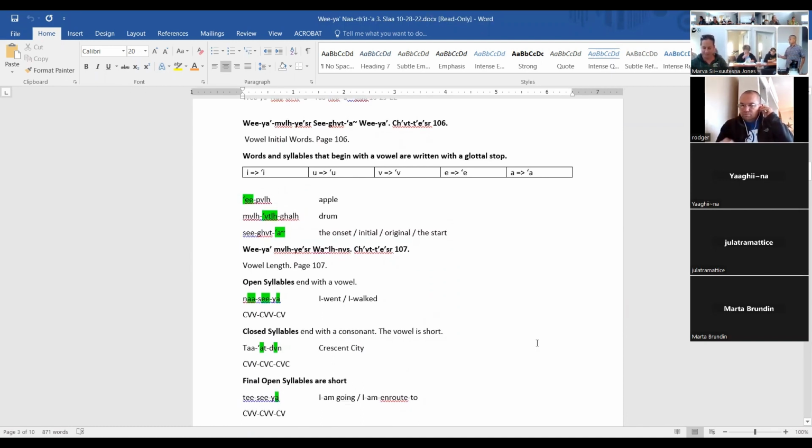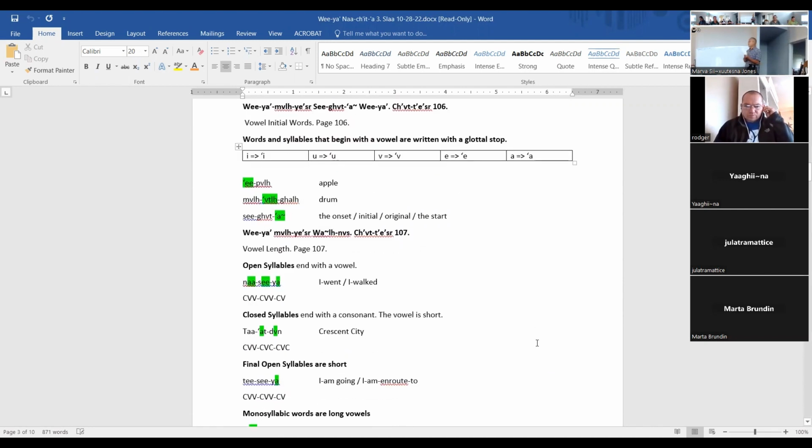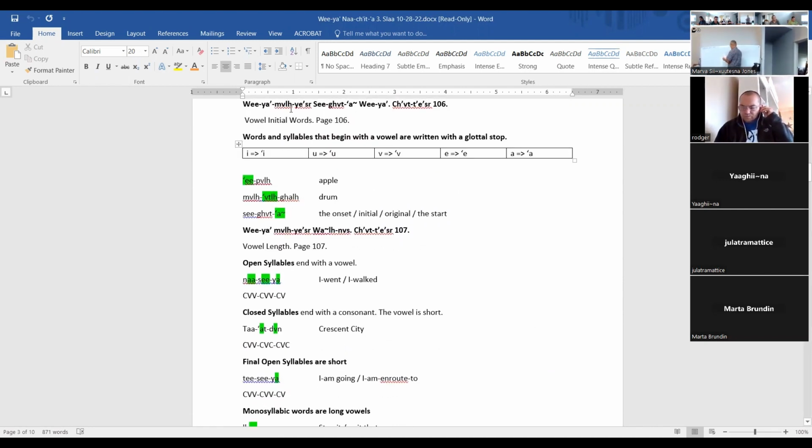So vowels and syllables that begin with a vowel are written with a glottal stop. This was asked last time. So if I have the word, as I have an example down there, which in English means an apple, see how it's got a glottal stop, an apostrophe, before the vowel. So that's a vowel initial word or a vowel initial syllable. Always have to have a consonant in front of it.